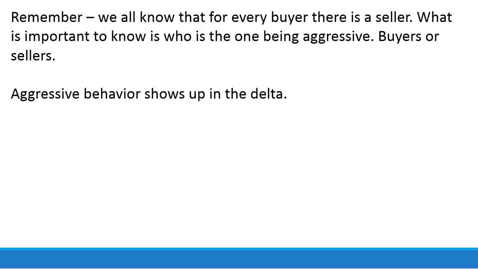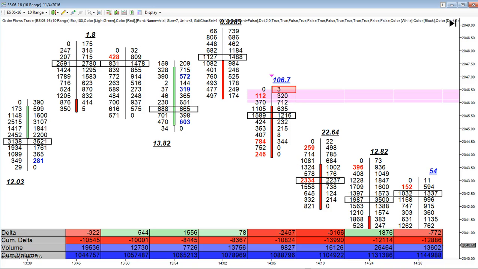So, okay, remember, just go back to the basics. For every buyer, there's a seller. So what is important to know is who is being aggressive, buyers or sellers. Aggressive behavior shows up in the delta.